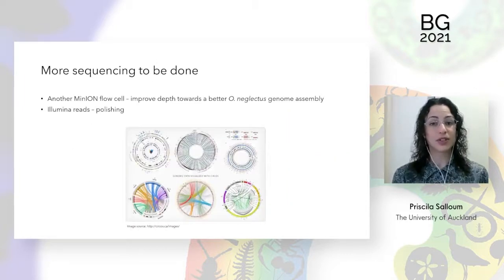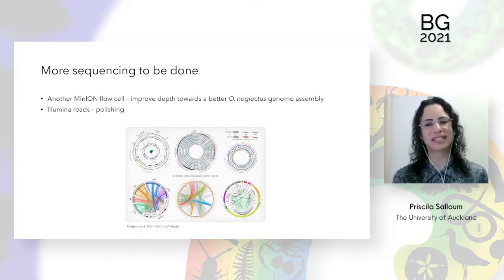We will use another MinION flow cell to increase the amount of long reads generated, which will not increase the cost of the assembly that much. And I'm also about to send DNA for Illumina sequencing, but was held back by the COVID lockdown here in Auckland. Once I have a better assembly, I can move on with annotation and mapping the population data to the final assembly.